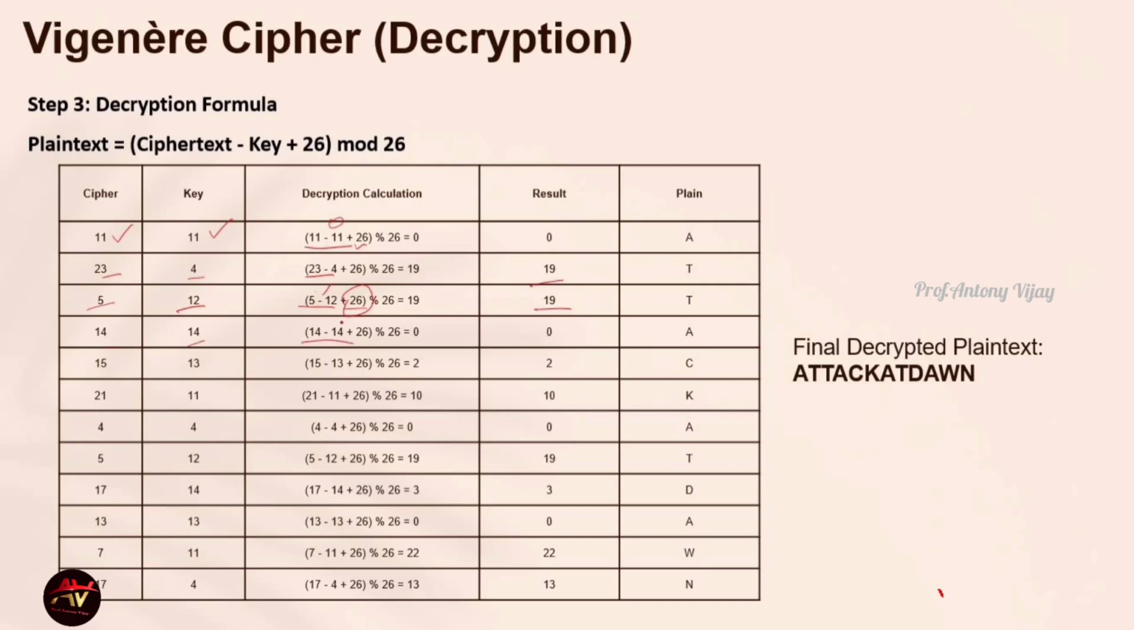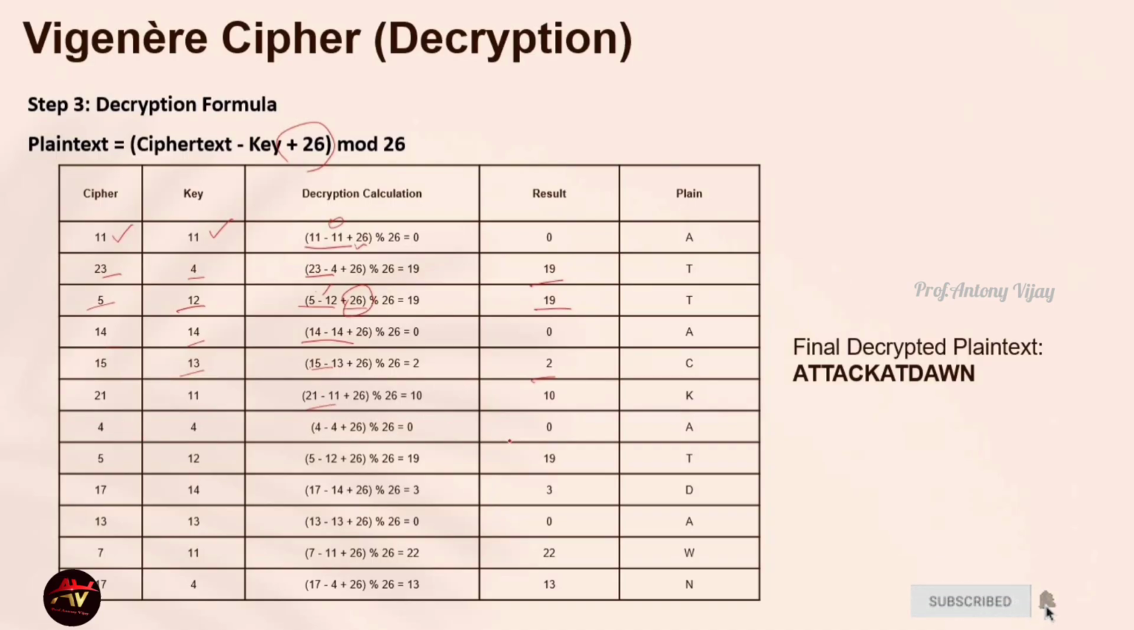So 14 minus 14. When we talk about this particular decryption process, we are simply subtracting the key from the ciphertext, and if the value is negative, we have to add 26, otherwise we don't want to use this. Okay, so we have to repeat character by character, like 15, 13. 15 minus 13 is 2. So 2. And 21 minus 11 is 10.